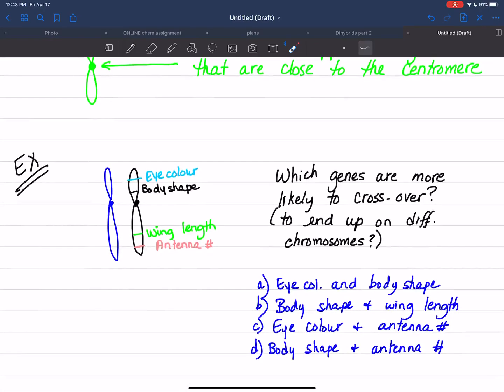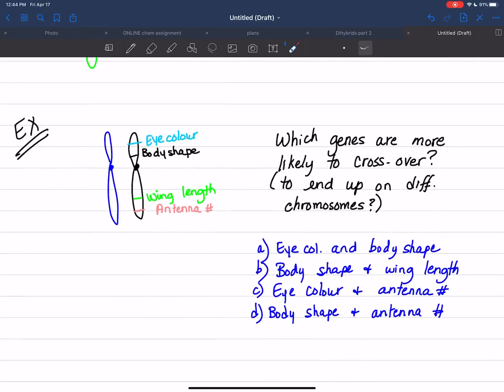Body shape and wing length. So body shape and wing length has a centromere in between. So chances are these 2 will probably not cross over because I need to have a break right here and a break right here. Now the break here might happen, but the break here is pretty close to the centromere. So probably it would not happen. Okay. Next is eye color and antenna. So these guys, look how far away these guys are from each other.